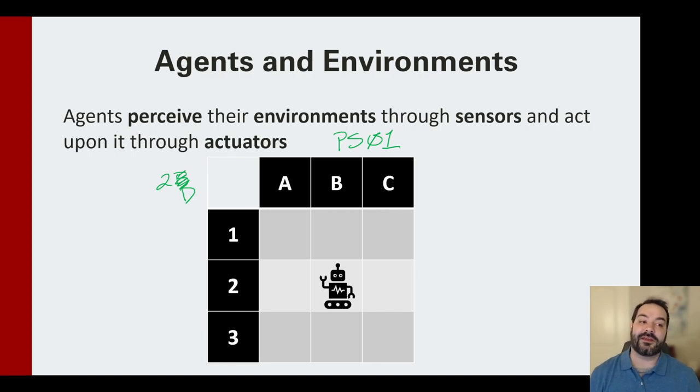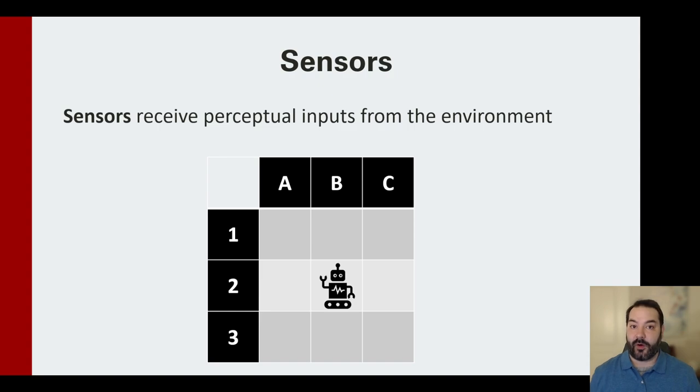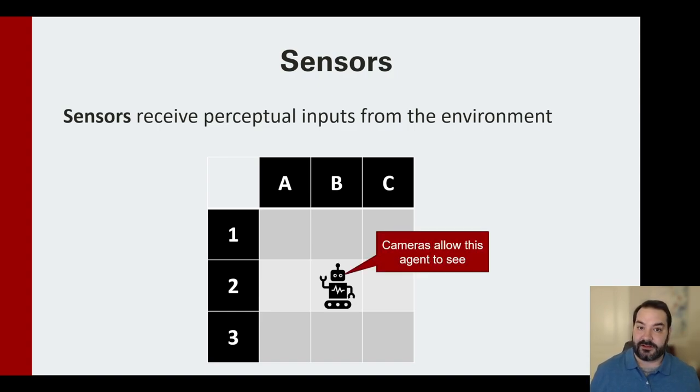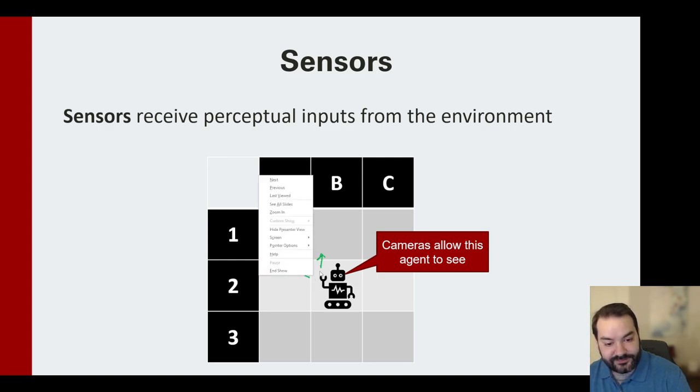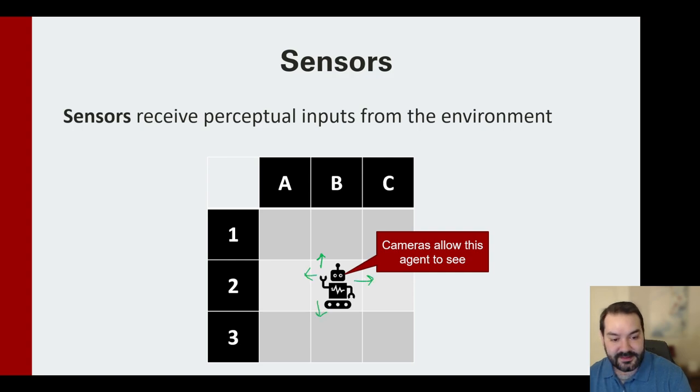When we think about this, our agent is working off of its own sensors. Something like a camera, for example, could be telling our agent, if we're thinking about this from a top-down design, there we are, that maybe the agent can see above it, to the left and right of it, and below it.